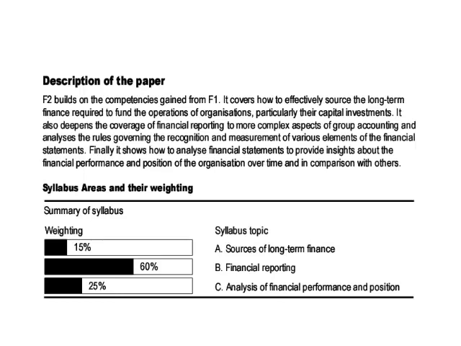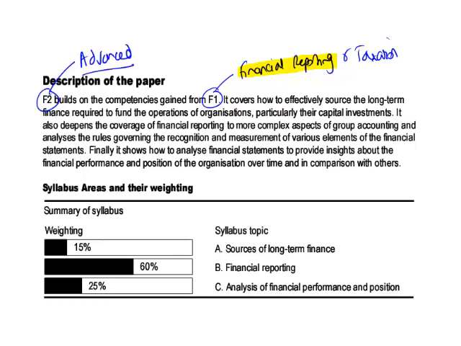Welcome to your F2 course. It builds on F1. So F1, remember, is financial reporting and taxation. What F2 does is it focuses on the financial reporting aspects and takes it up to the next level, which is why it's called Advanced Financial Reporting.